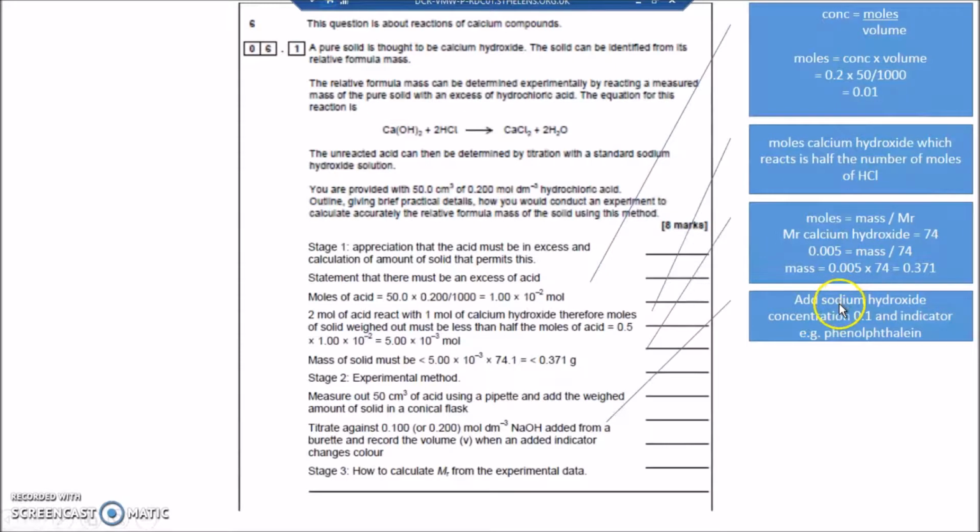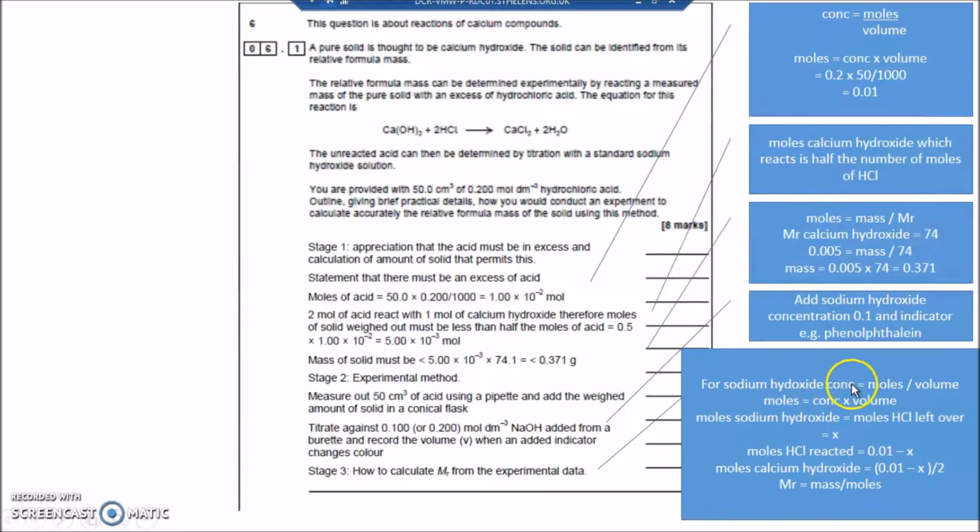Well, from my titration, I've just added sodium hydroxide. I know the volume of sodium hydroxide that I need and I know its concentration. So for sodium hydroxide, concentration is moles divided by volume, so I can rearrange that so moles equals concentration times volume. I know the concentration of my sodium hydroxide because I made it up to a certain concentration and we're suggesting 0.1. We know the volume that we've had to add from the burette, so we know the number of moles of sodium hydroxide. Now, sodium hydroxide, NaOH, reacts with HCl. 1 mole of sodium hydroxide reacts with 1 mole of hydrochloric acid, and it's going to make NaCl and water.